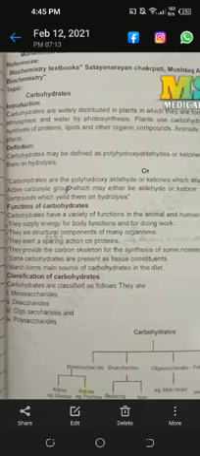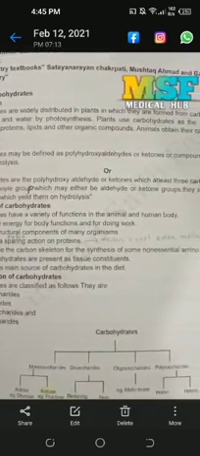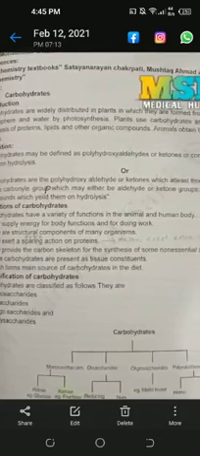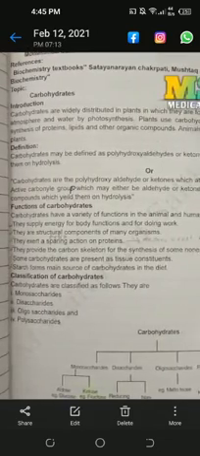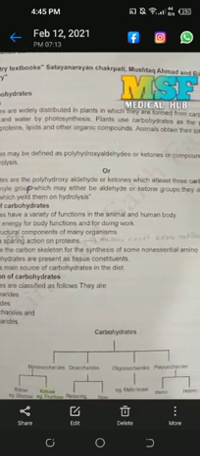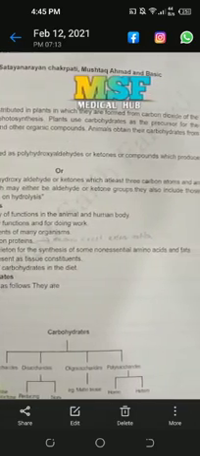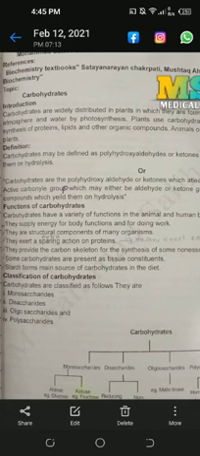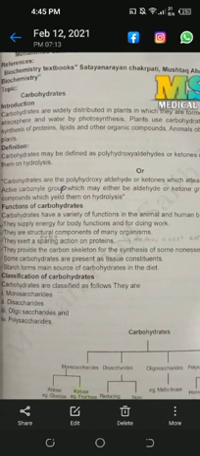Functions. Carbohydrates have a variety of functions in animals and the human body. They supply energy for body functions and for doing work. They are a structural component of many organisms. They exert a sparing action on proteins. They provide the carbon skeleton for the synthesis of some non-essential amino acids and fats. Some carbohydrates are present in the tissue as tissue constituents. Starch forms a main source of carbohydrates in the diet.